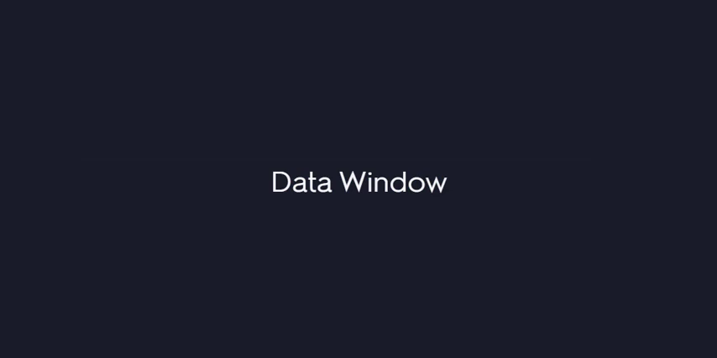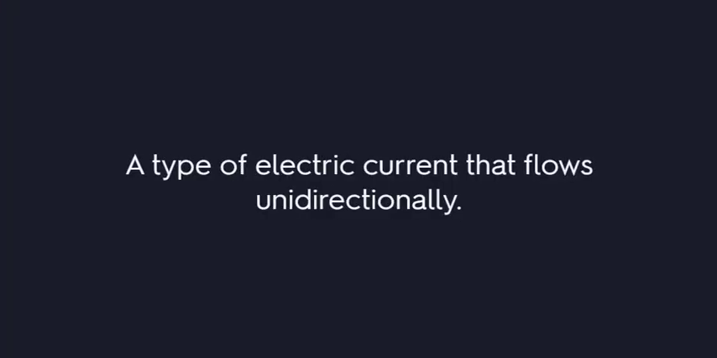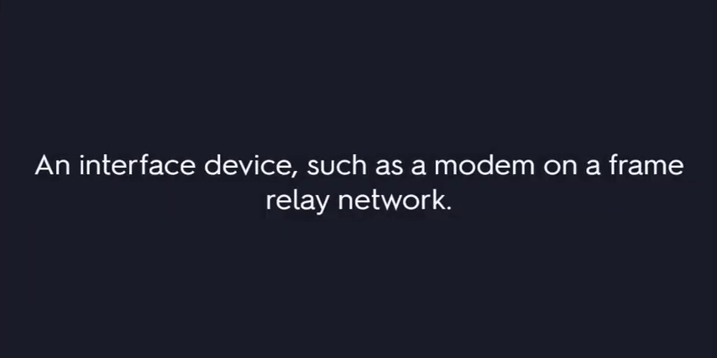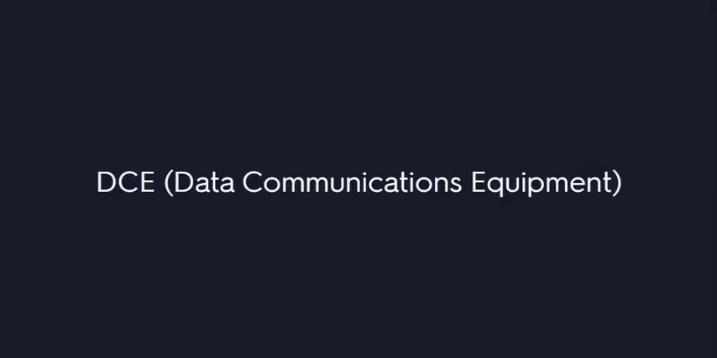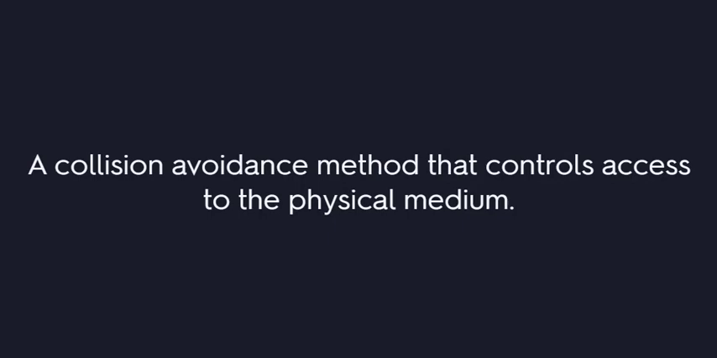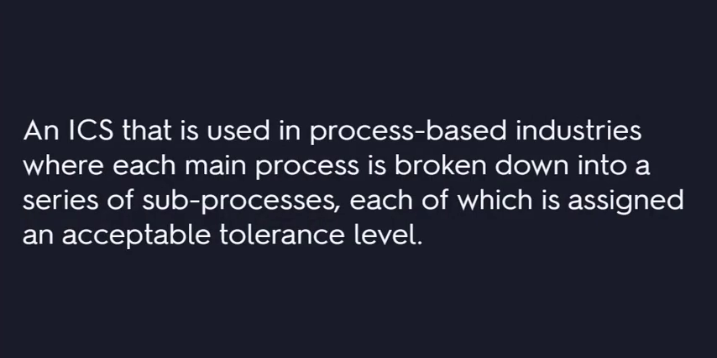Data window. A type of electric current that flows unidirectionally. DC. An interface device, such as a modem on a frame relay network. DCE. A collision avoidance method that controls access to the physical medium. DCF. An ICS that is used in process-based industries where each main process is broken down into a series of sub-processes, each of which is assigned an acceptable tolerance level.